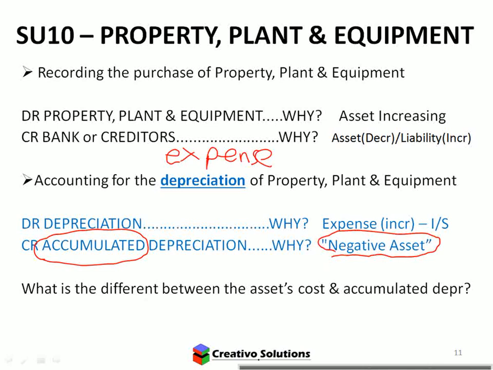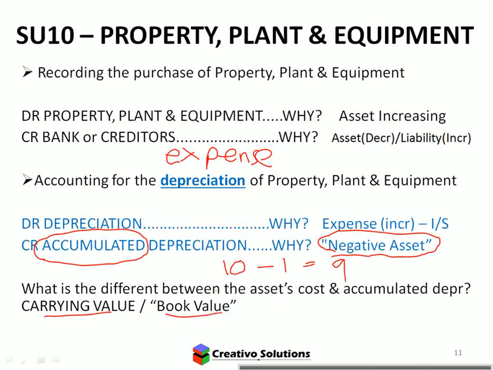Right, think about it. If I've got a vehicle that costs me, let's say 10, okay, and I've got 1 year's worth of depreciation, let's say it's 1. What is the asset's value? 9. Okay, so when looking at value, you have something called the carrying or the book value. That's the difference between accumulated depreciation and the cost.